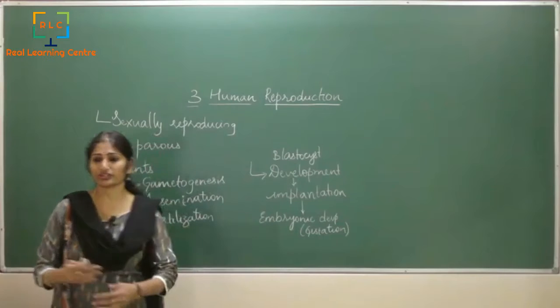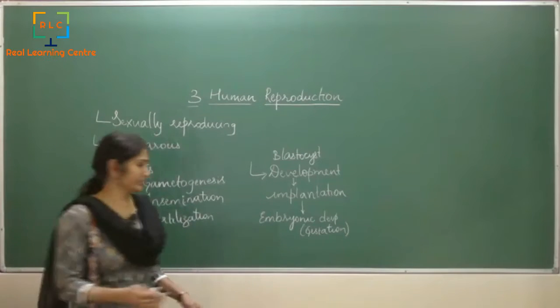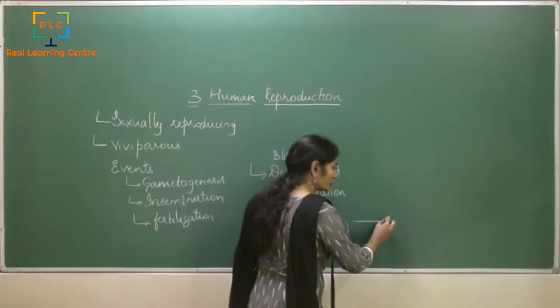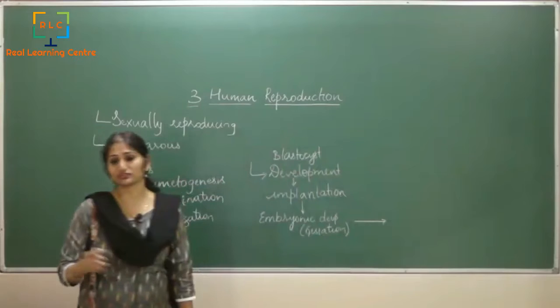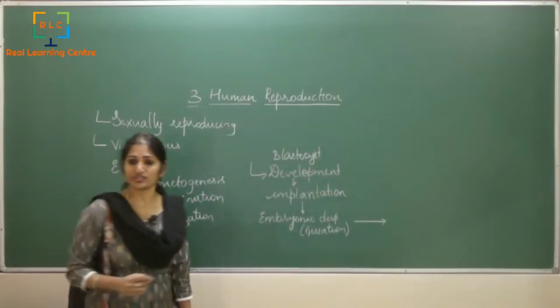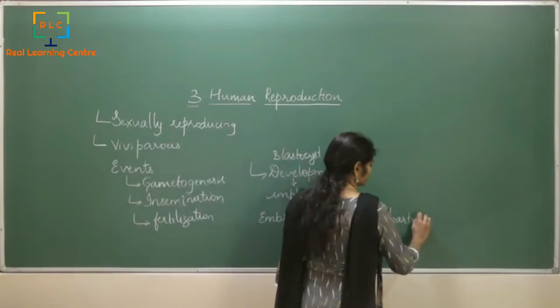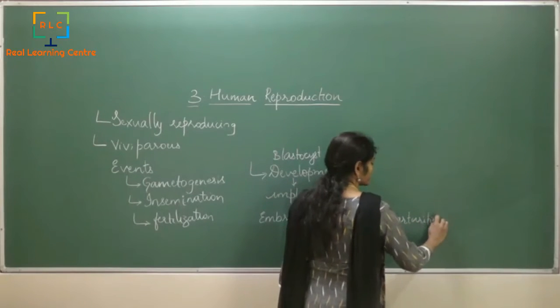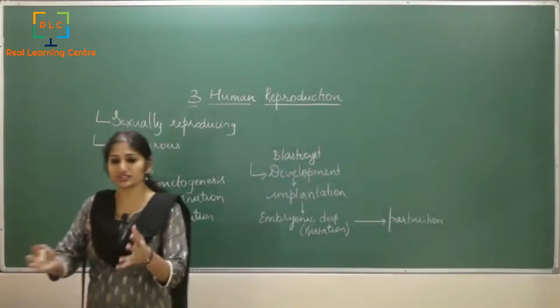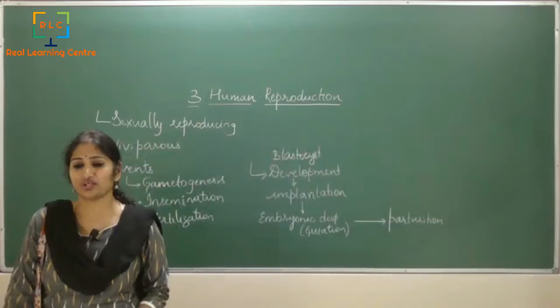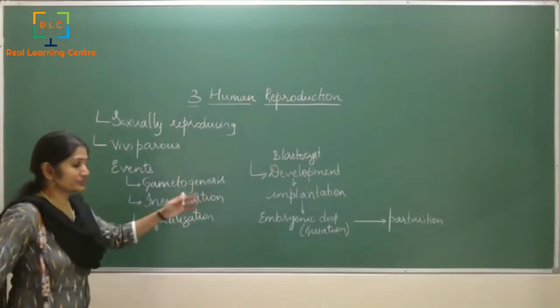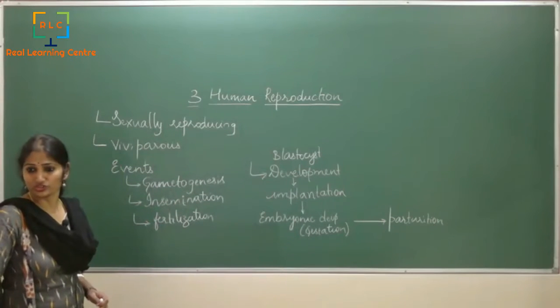Now after embryonic development happens, what you see is that the baby comes out of the mother's womb, which is called as the parturition. So these are some of the steps that are involved in sexual reproduction of humans, right?